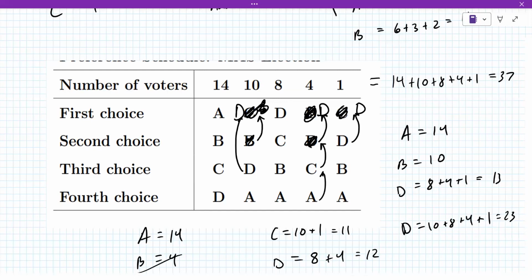All right, let's try another one because I really probably made that confusing by not explaining it correctly.